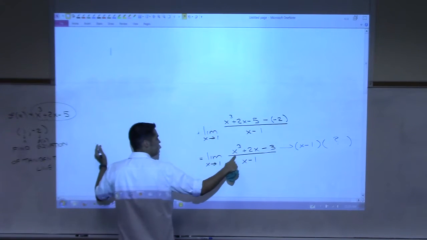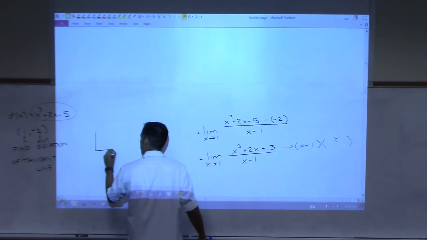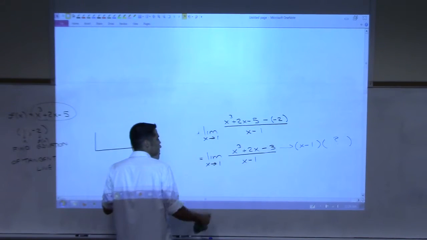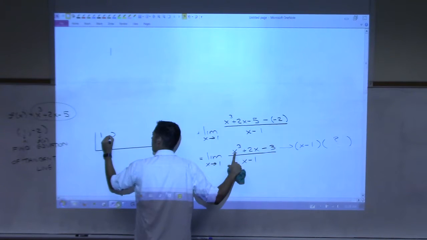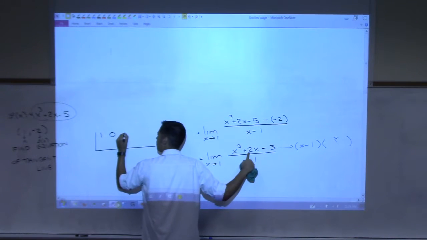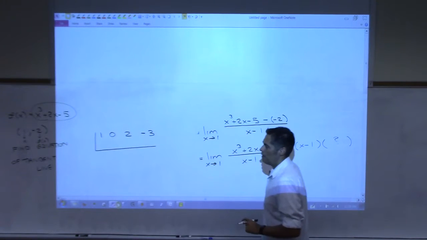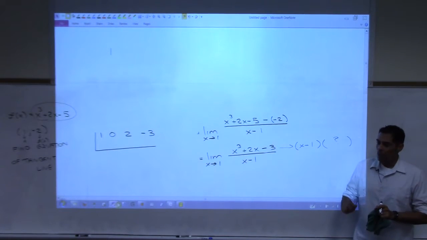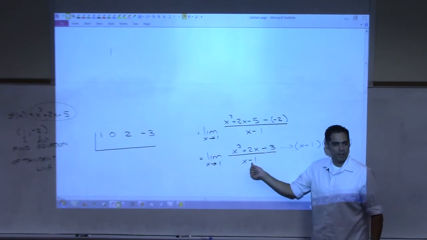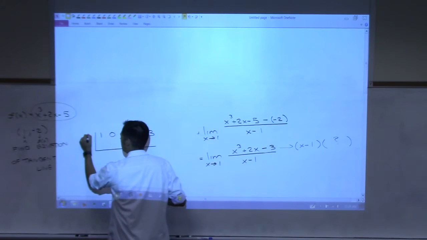I'm going to take the numerator polynomial and write it in that upside down synthetic division box. And what numbers am I putting in there? 1 for the coefficient of x cubed, 0 for the coefficient of x squared, 2 for the coefficient of x, and minus 3. Then on the outside of this synthetic division box, I'm going to put a 1. Remember, whatever this number is, it's the opposite of that which goes out there. So 1 out here.